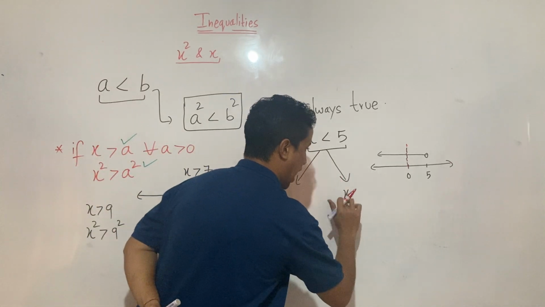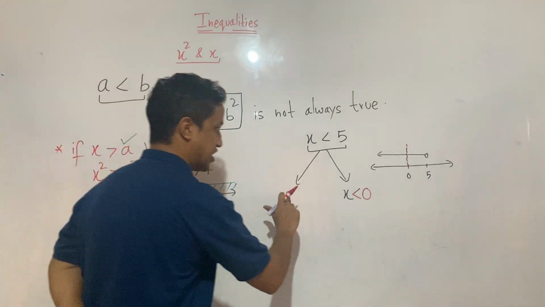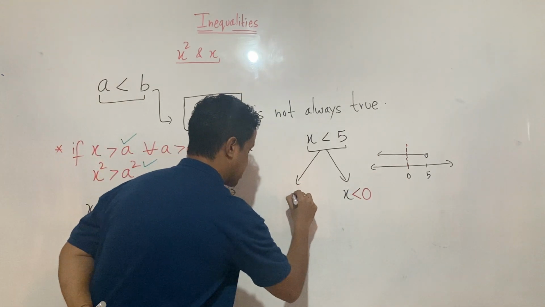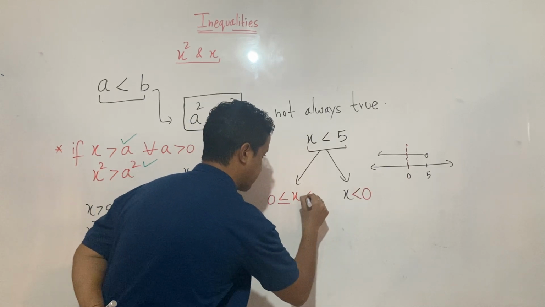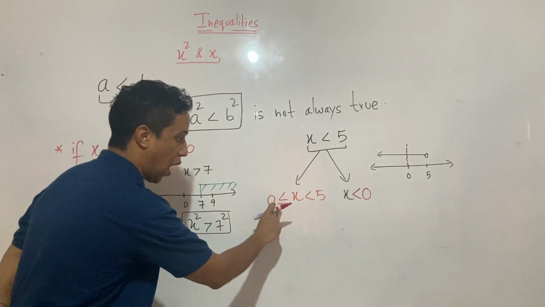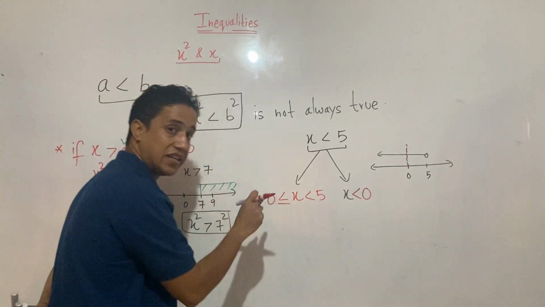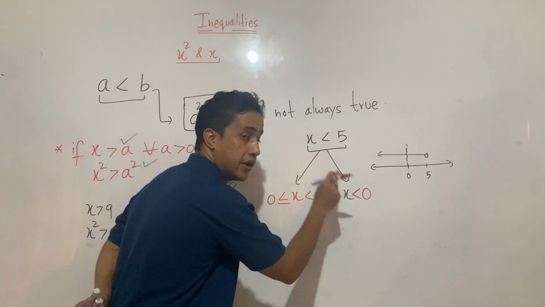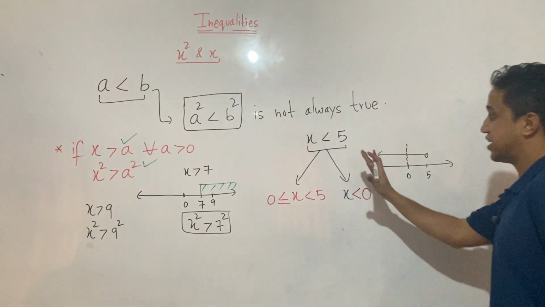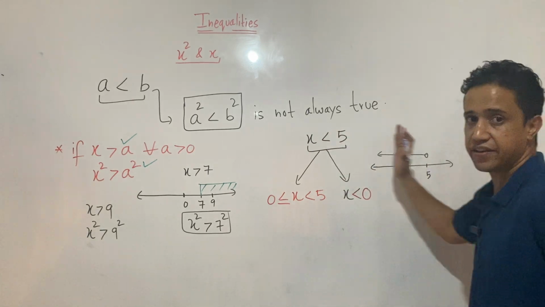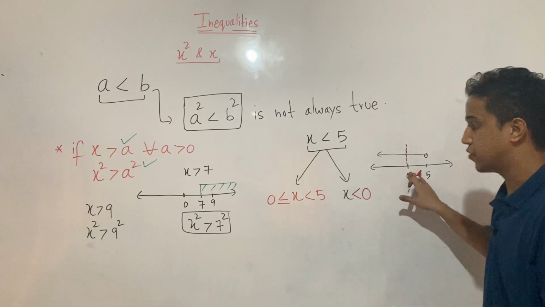So here I would say x is less than 0, and here x is going to stay between 0 and 5. Why did I take the closed one here? Why did I include 0? Because in the other interval I did not include 0. It says that the value of x is less than 5, so 0 will be part of it, right?